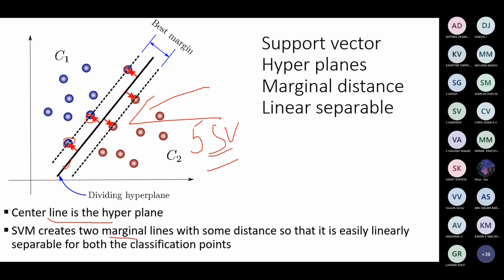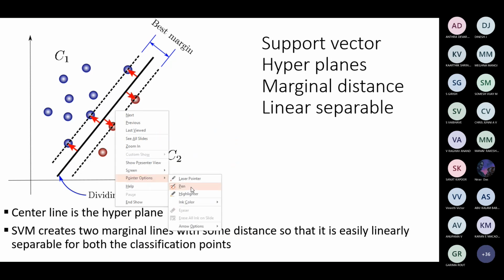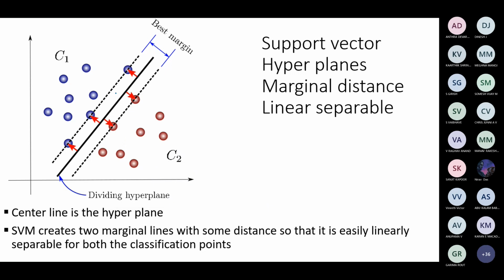SVM creates two marginal lines with some distance so that the data is linearly separable for both classification points. Now, if any data points fall in between the classes, for example, this is a cushion. This is an extra advantage.